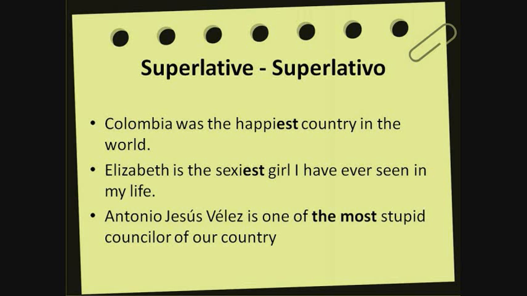Colombia was the happiest country in the world. Elizabeth is the sexiest girl I have ever seen in my life. The other way to form superlatives is placing the most before an adverb or an adjective. Here I have an example. Antonio Jesus Vélez is one of the most stupid counselors of our country.